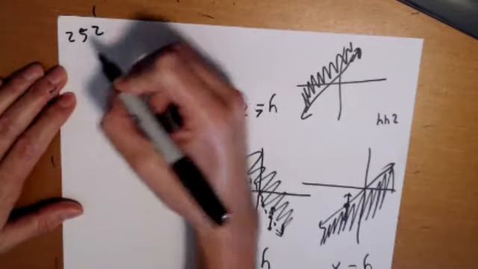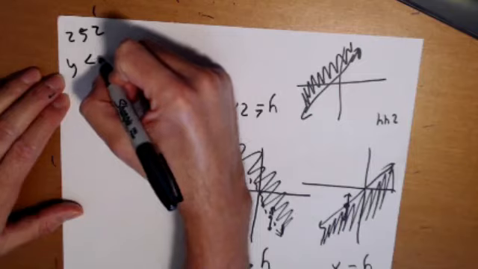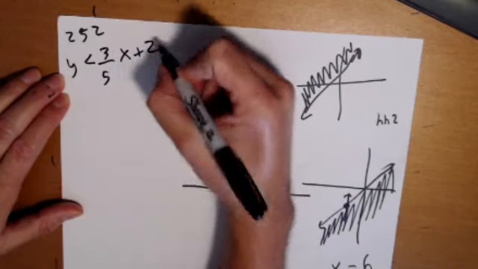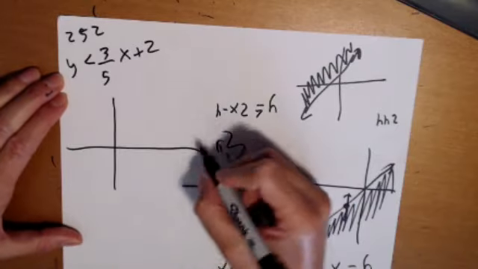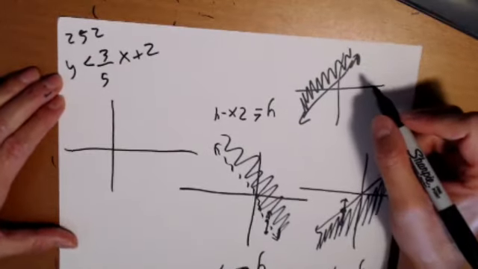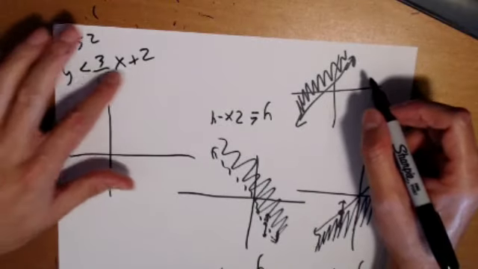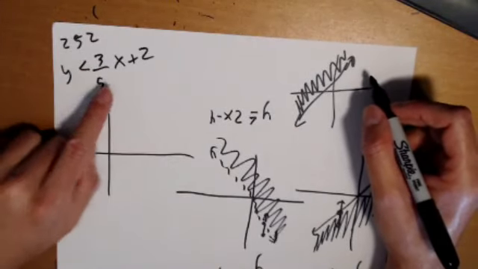Okay, graph the following. Let us graph 252. Y is less than 3/5 x plus 2. Okay, it's in y equals mx plus b form, so it's going to be pretty straightforward.